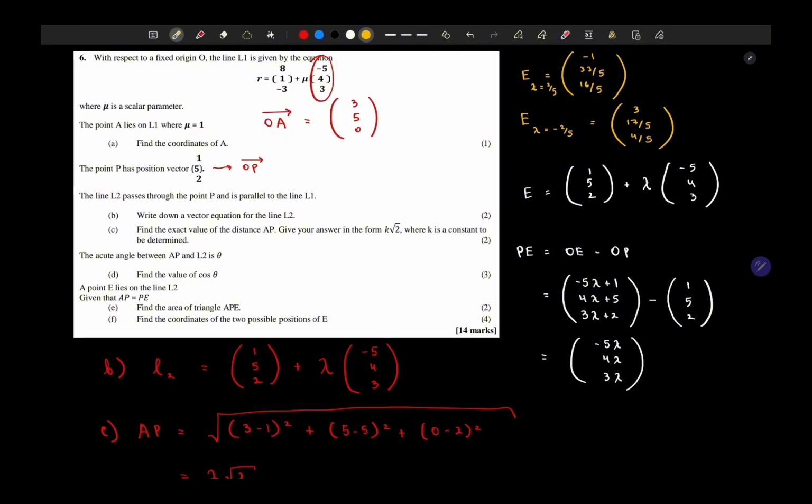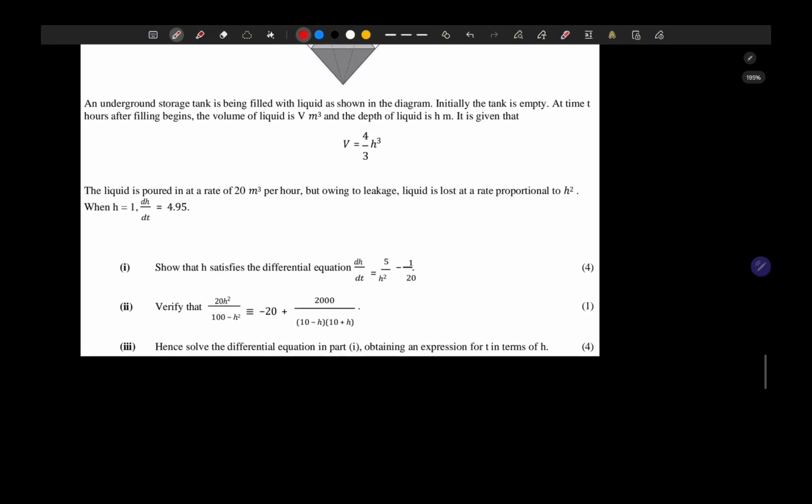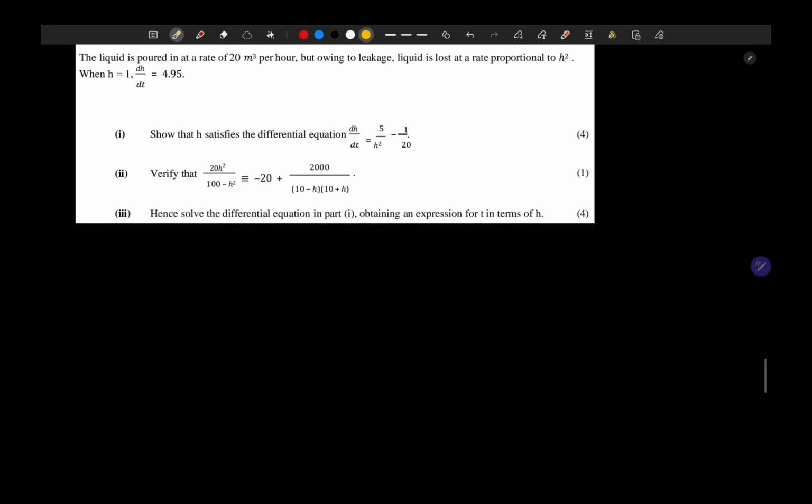Now moving on to the next question. An underground storage tank is being filled with liquid as shown in the diagram. Initially the tank is empty. At time t hours after filling begins, the volume of liquid is V meters cubed and the depth of liquid is H meters. It is given that V equals 4 over 3 pi H cubed. So this makes our work much easier. Now the liquid is poured in at a rate of 20 meters cubed per hour. So what we know from the question is that they have given us dV over dt, which is equal to 20.